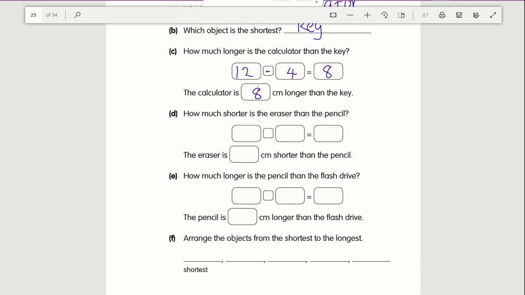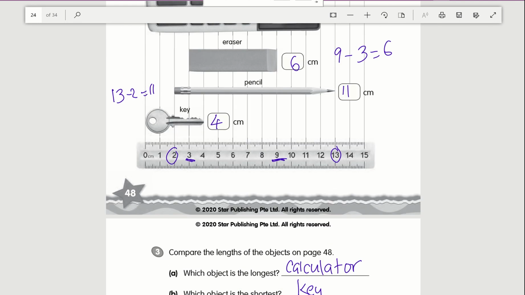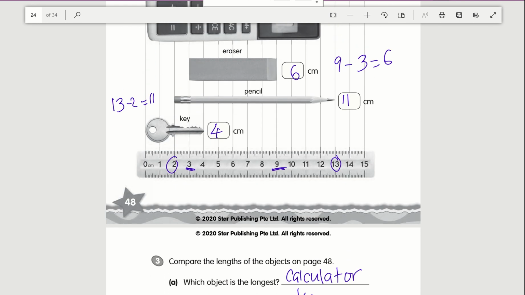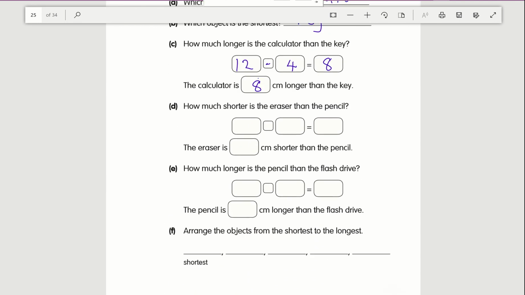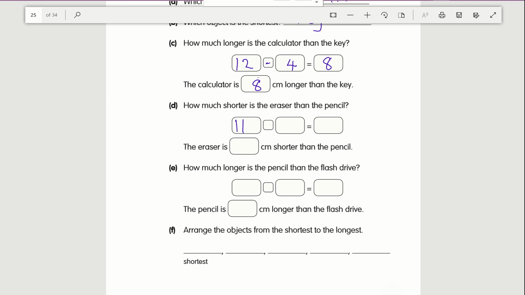How much shorter is the eraser than the pencil? So the eraser is 6 centimeters while the pencil is 11 centimeters. Okay, so 11 minus 6, it gives you 5. Okay, so the eraser is 5 centimeters shorter than the pencil.